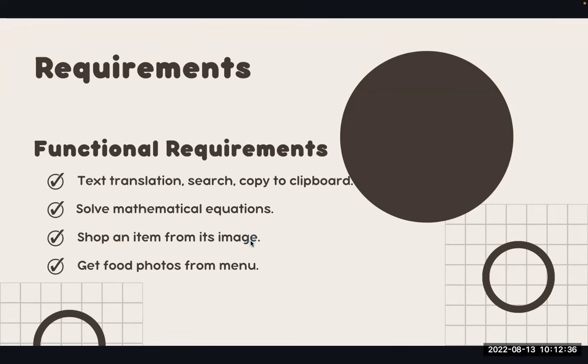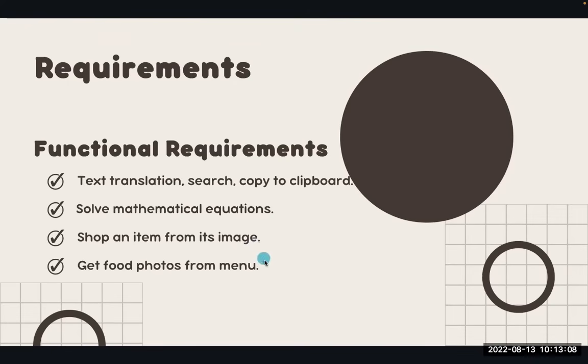Another use case is shop an item from its image. So let's say you are traveling somewhere and you find a very cool jacket or something, right? Which somebody else is wearing, and you can just scan it, and you can check its rate on Amazon. And there is a shop button on the Google Lens app that you can click, and it will take you through a bunch of shopping websites and show similar item prices.